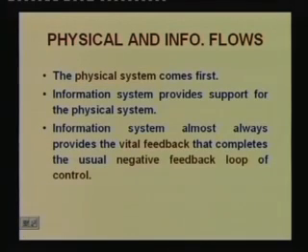So because that is so, you can see in summary we have written: the physical system comes first. Information systems provide support for the physical system. Information system almost always provides the vital feedback that completes the usual negative feedback loop of control. So the physical system is the first, and the information system is a support system to the physical system. Basically, the information system provides the vital feedback using which a pull system can actually work. Usually such feedback loops will be the so-called negative feedback loops of control.